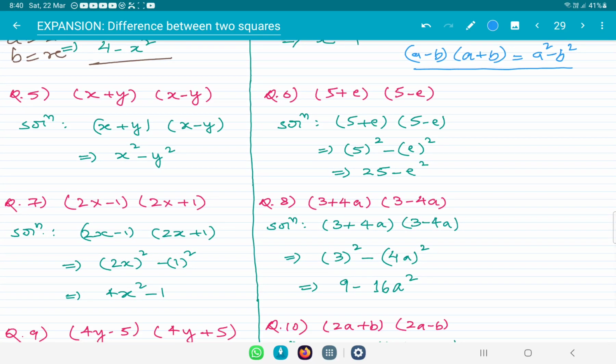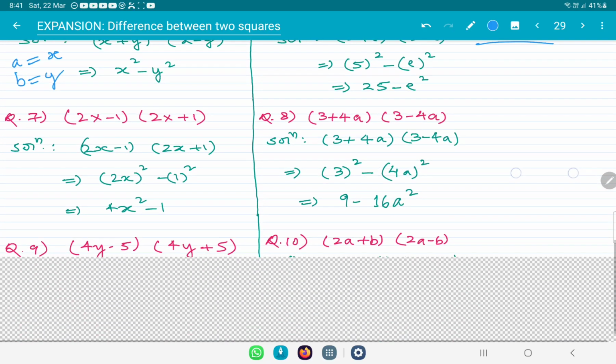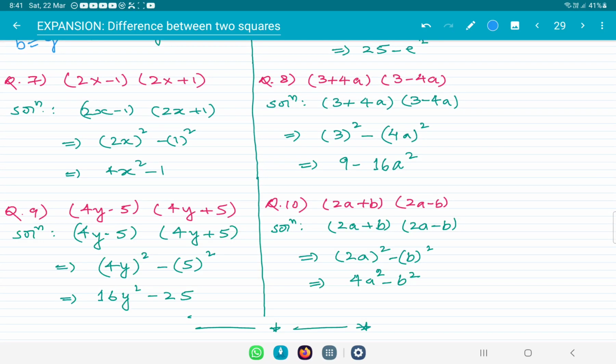Okay, now see question number 5, x plus y into x minus y. So as we know, in this a will be x and b will be y, so our answer will be x square minus y square. Next question, 5 plus e, 5 minus e. So what is a here? A is 5 and b is e. So our answer will be a square minus b square, means 5 square minus e square. So it will become 25 minus e square.